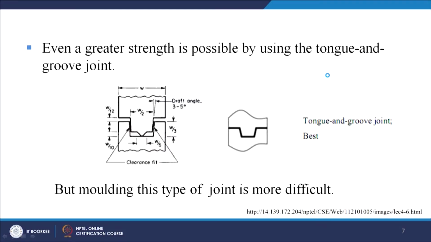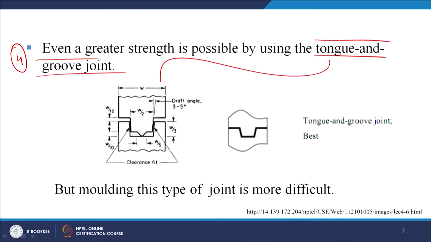Now, the fourth guideline. Three guidelines we have already seen. Even greater strength is possible by using the tongue and groove joint. So, the previous one was the step joint. What were the two advantages? It will minimize the flash, and it will improve the joint strength. Another guideline: the joint strength can further be improved if we use the tongue and groove joint. So, what is this tongue and groove joint? It is shown in the diagram.